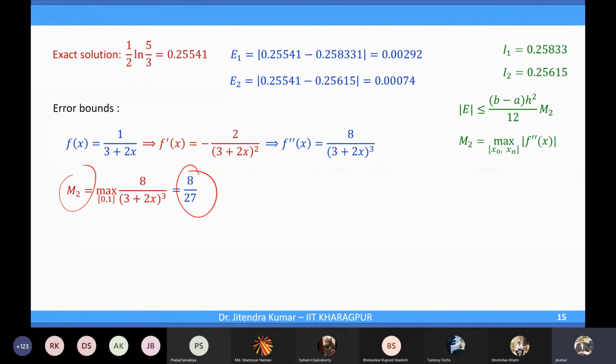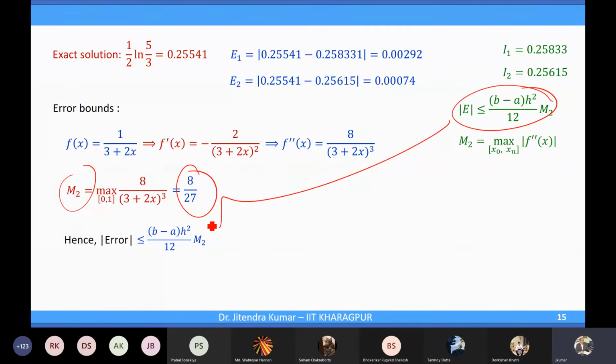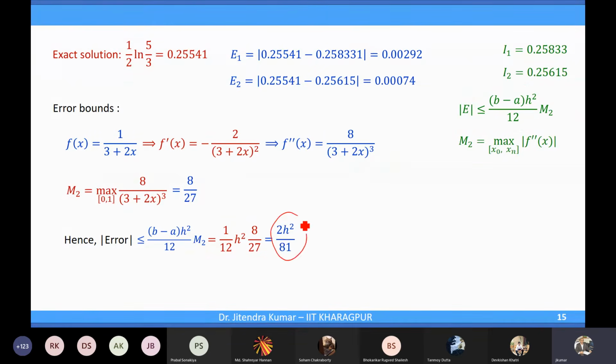Well, we have this bound, so we can get the error bound with this error formula, which is (b minus a) h square by 12 into M2. Keep M2 as 8 by 27. So finally our error is 2h square by 81. That is the upper bound of the error. Error cannot go beyond this. Whatever your h is, you put it here, you will get the value.